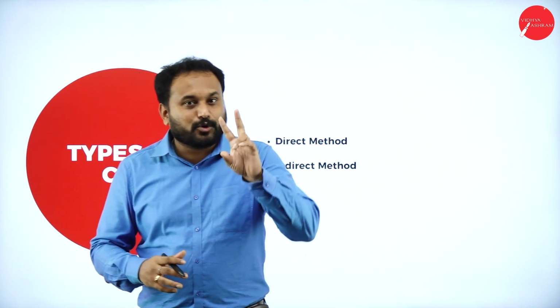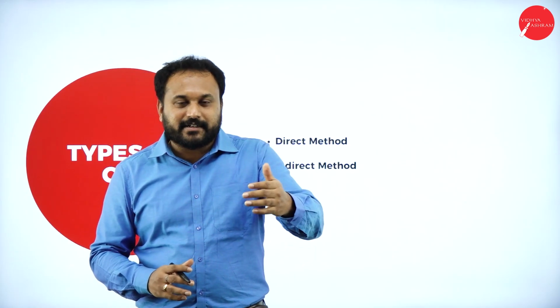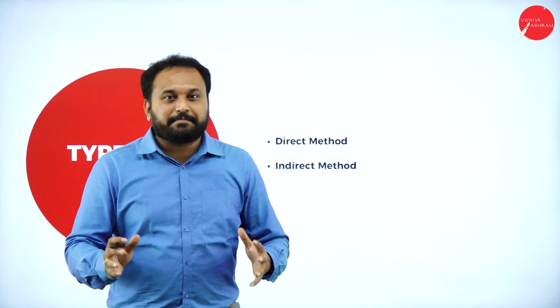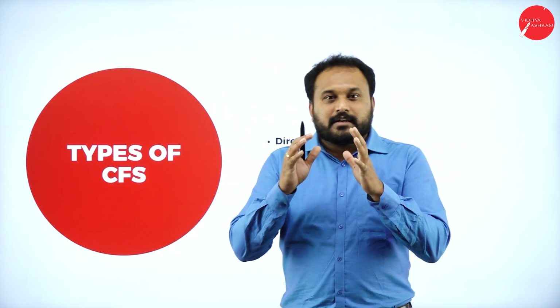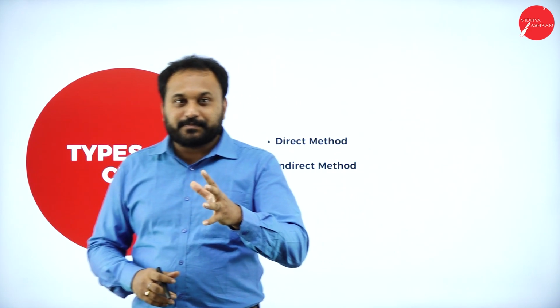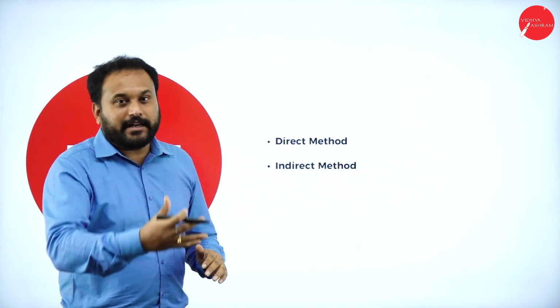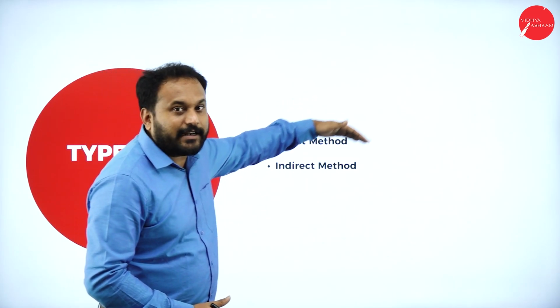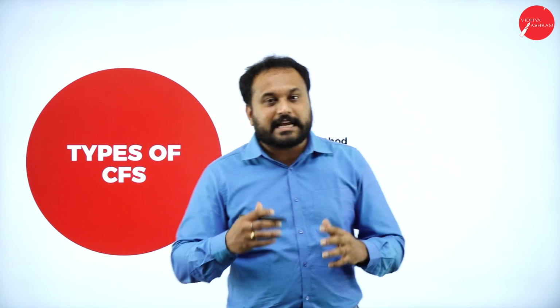What are the types of cash flow statement? There are two types of cash flow statement. One is the direct method, another is the indirect method. So in your question paper, if they ask you to calculate the cash flow statement by the indirect method, this is the method you are supposed to follow. If they tell you to calculate by the direct method, then calculate in this. So both the formats, I'm going to explain to you what exactly they are.